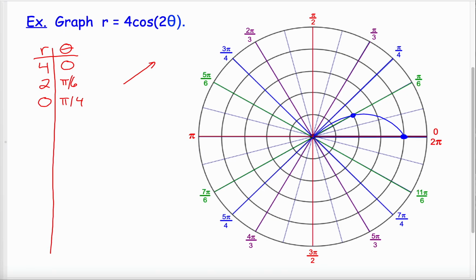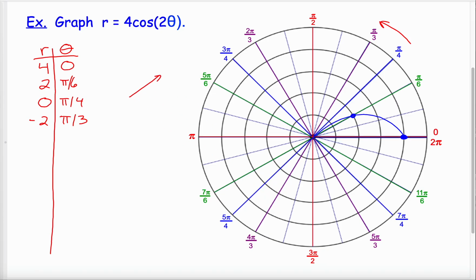Okay, let's keep going. Let's do pi over 3. So I'm going to plug that in, double it, I get 2 pi over 3. Cosine of 2 pi over 3 is negative 1/2 times 4 gives me negative 2. So notice from pi over 4, as I start going this way, I wind up getting negative r values. So for all these angles here, I'm going to be plotting points down across here. And so I'm getting negative r values. So let's go ahead and plot that point. So at pi over 3, I'm going 2 in the opposite direction, so that's down there.